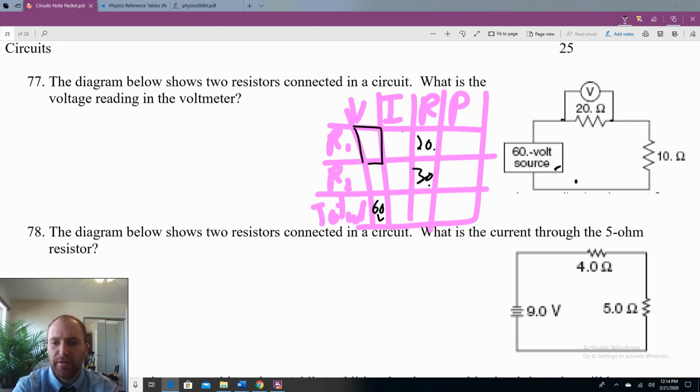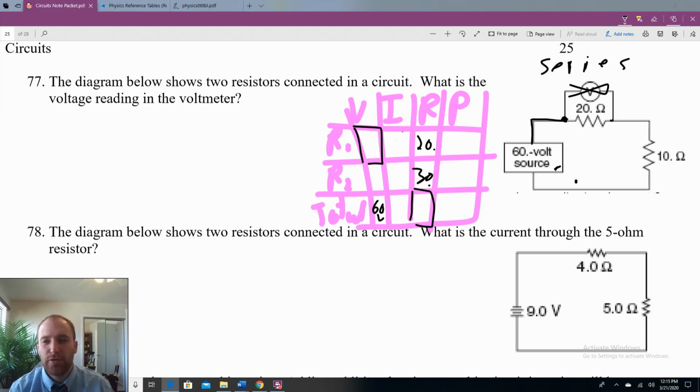So let's do this. We know the 20 and the 30, let's find the total. But if we find the total, we've got to be careful what type of circuit this is. This is an example of a series circuit. Now I want to point out that this voltmeter does not make it a parallel circuit. Meters do not affect the behavior of the circuit. So I know that voltmeter is there, but we can ignore it.